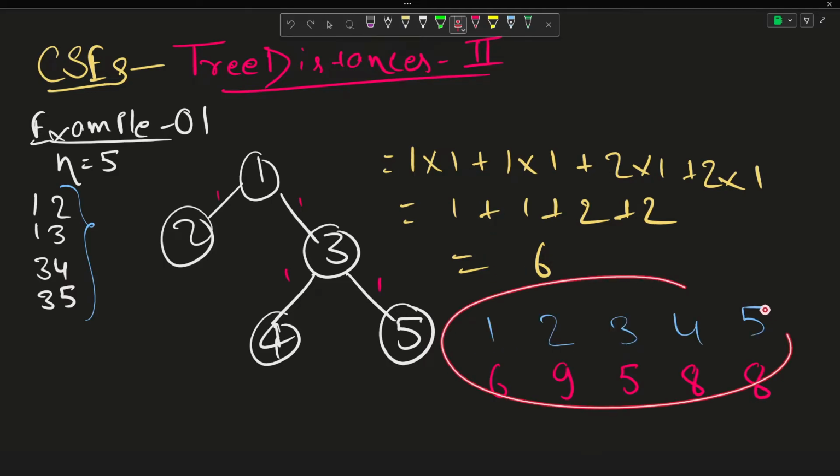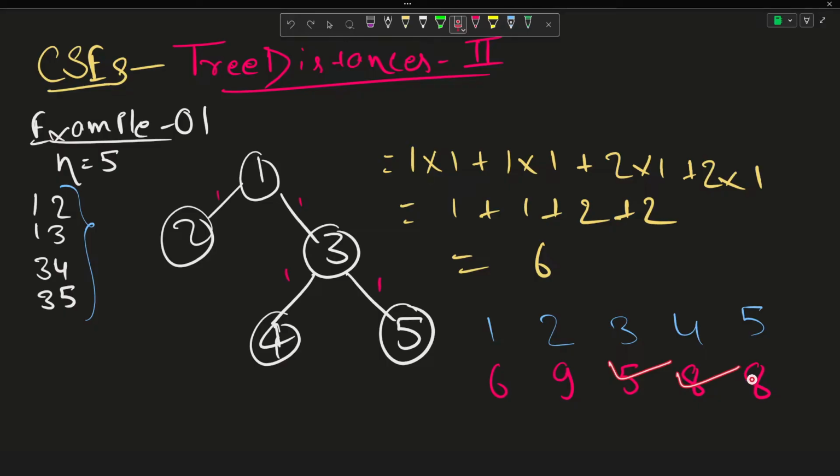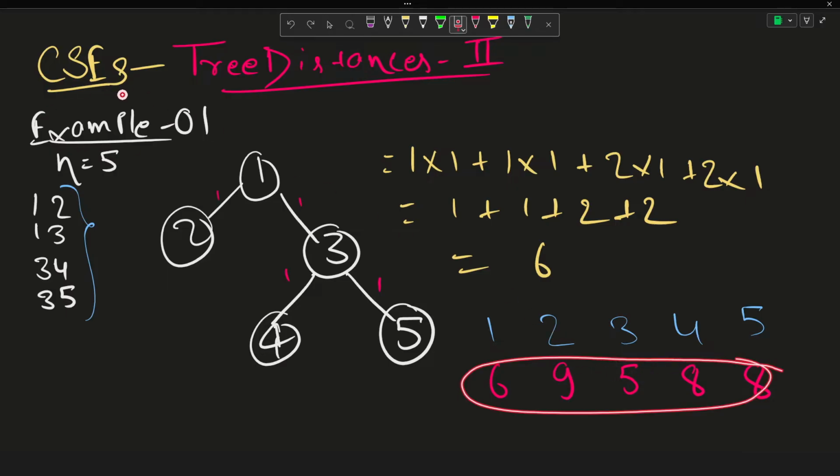So you will get these values, right? When it is rooted at 1, we were getting 6. When it is rooted at 2, we will get 9. Similarly, when it is rooted at 3, we will get 5, and then 8 for both 4 and 5, right? So in the problem, we just have to print these integers.